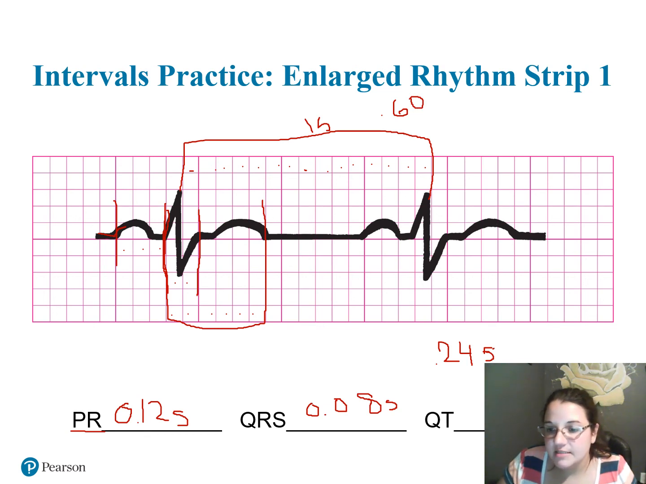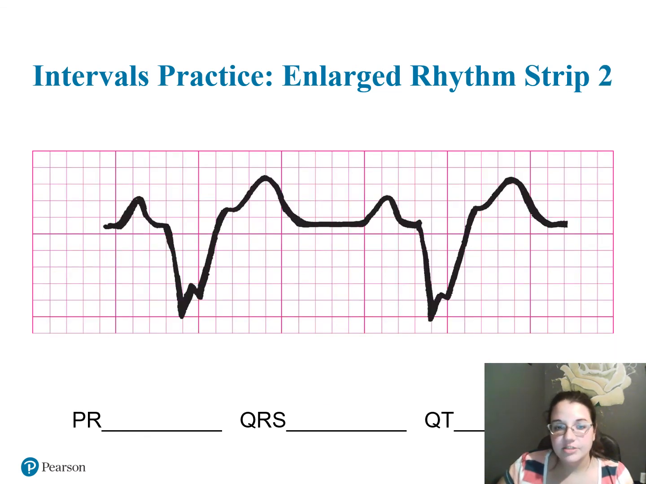And the question is, is 0.24 seconds less than half of 0.60 seconds? And it is. And like I said, I don't always calculate this. I'll just look at the numbers. So if I have 15 small boxes and I have 6 small boxes, I can determine that 6 is about less than half of the 15 boxes.